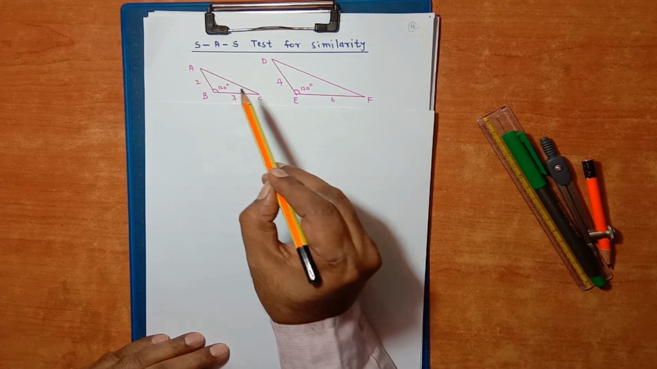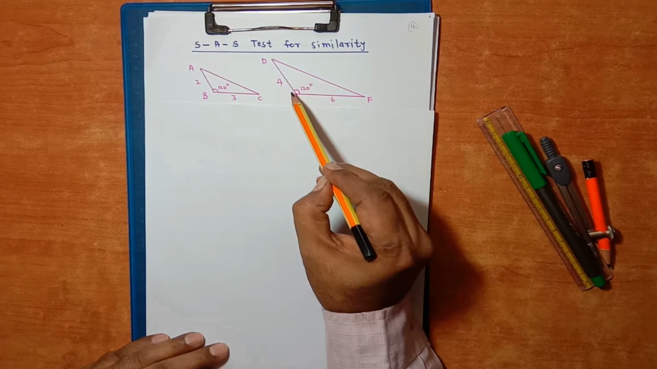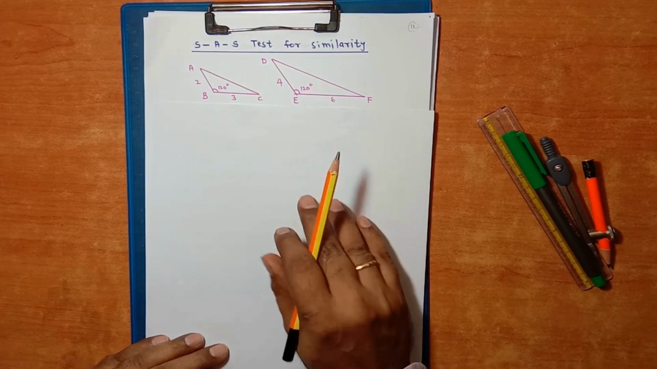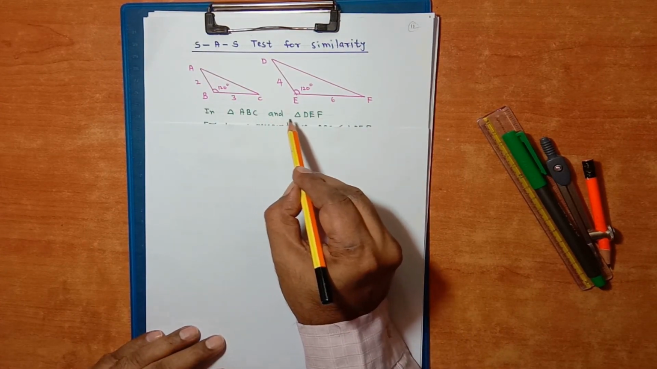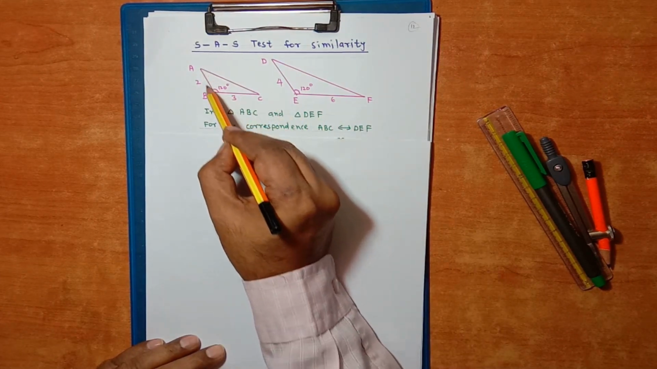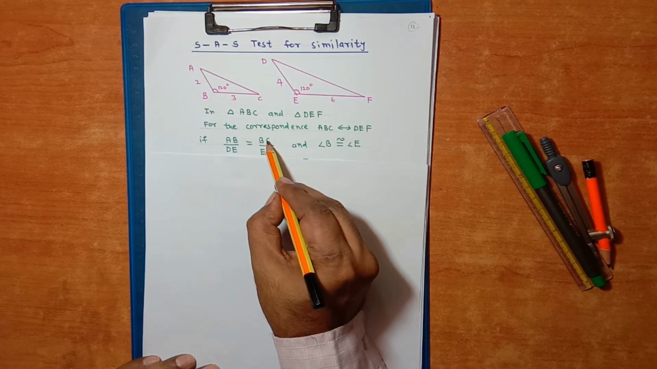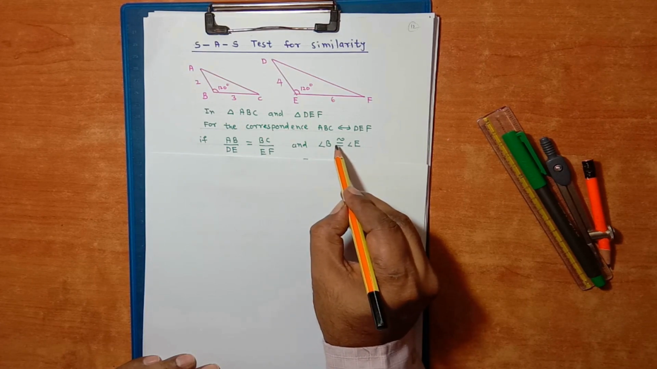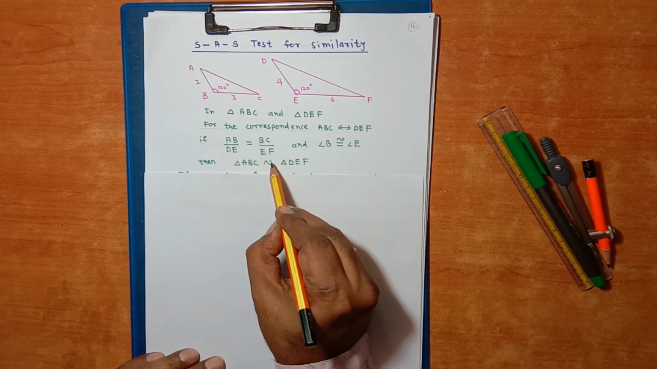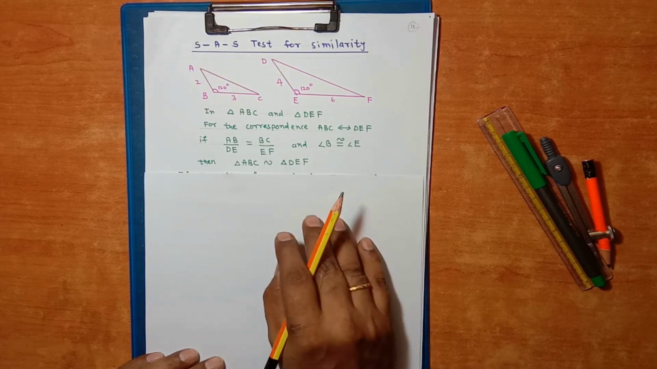In triangle DEF, length of side DE is 4, measure of angle E is 120 and length of side EF is 6. Now comparing these two triangles, in triangle ABC and triangle DEF, for the correspondence ABC to DEF, AB upon DE is equal to BC upon EF and angle B is congruent with angle E, then triangle ABC is similar with triangle DEF by SAS test for similarity.